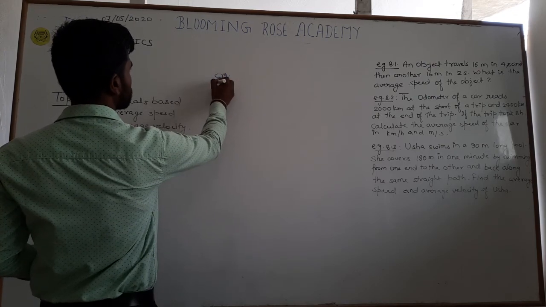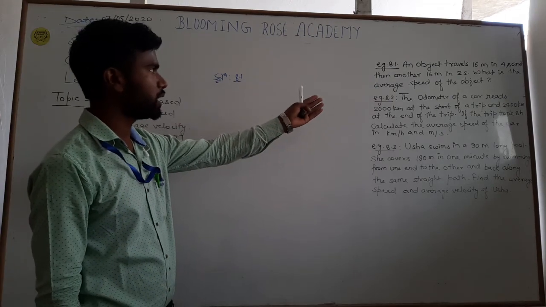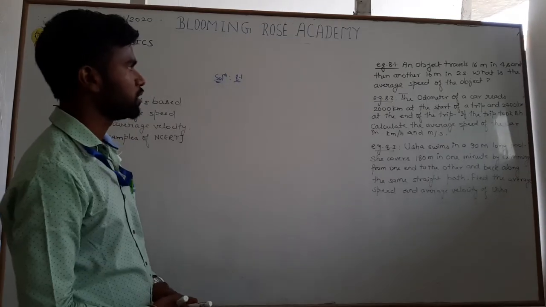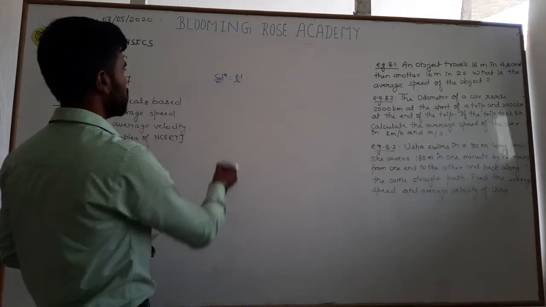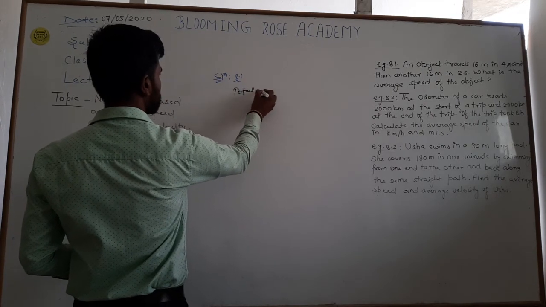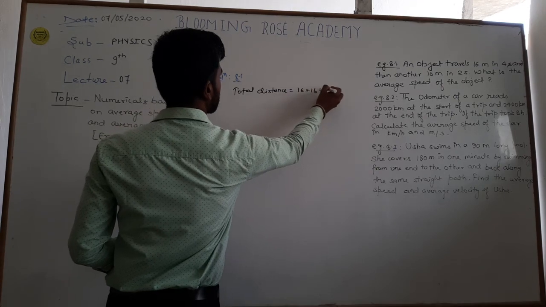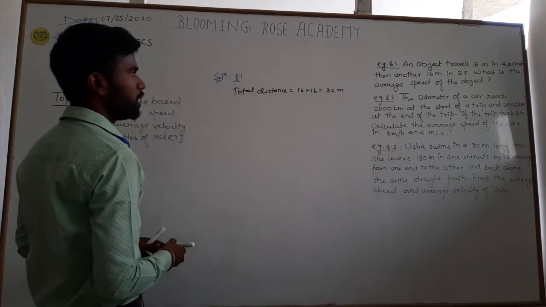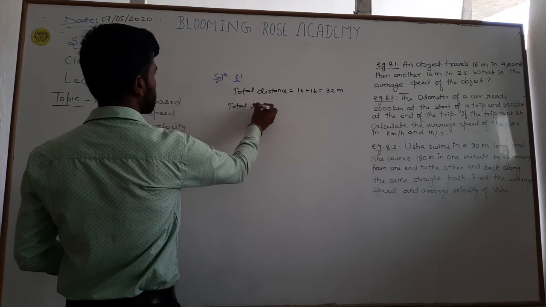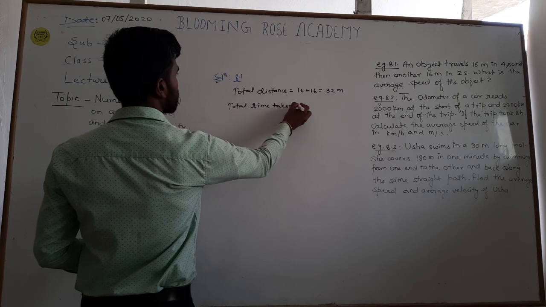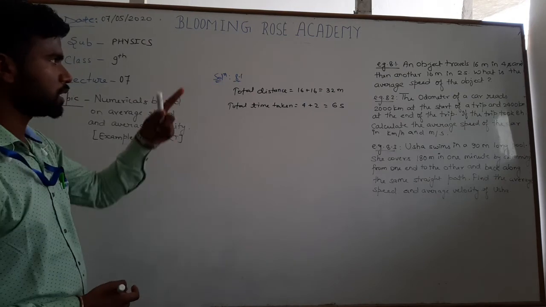Solution here is: an object travels 16 meter in 4 seconds and then another 16 meter in 2 seconds. Then we have to calculate what is the average speed of the object. So here total distance equals 16 plus 16 is equal to 32 meter. And what about total time? Here total time taken equals 4 plus 2 equals 6 seconds, as you can see in the question.